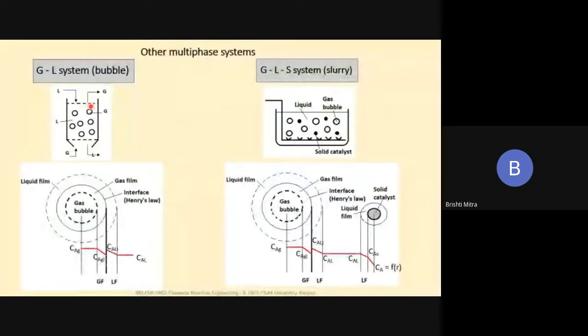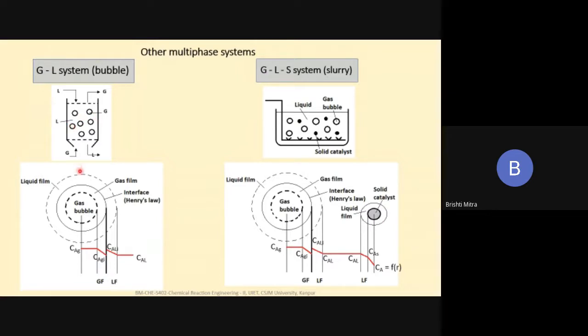This becomes very important to understand: what is a continuous phase and what is a discrete phase. The one present in smaller units is known as the discrete phase, and the one that is continuously present is called the continuous phase. That means the liquid is my continuous phase.